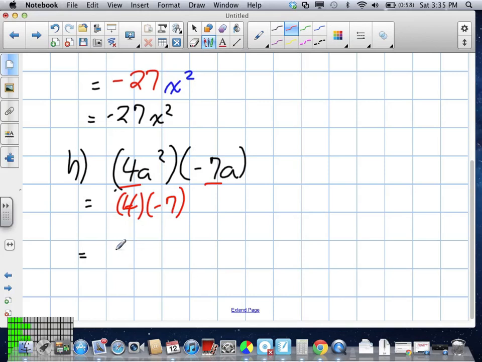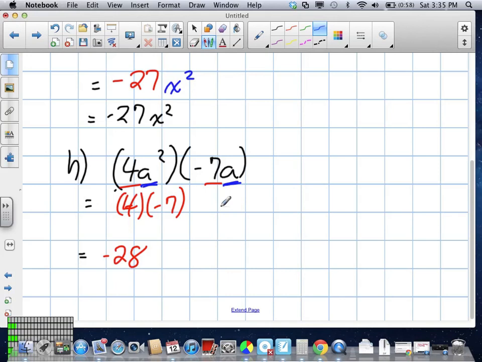Equals positive, negative, right? So negative 28. Yep. And then the a squared right there means 2 a's. And then the a right there has a 1. Yep. So add the exponents.